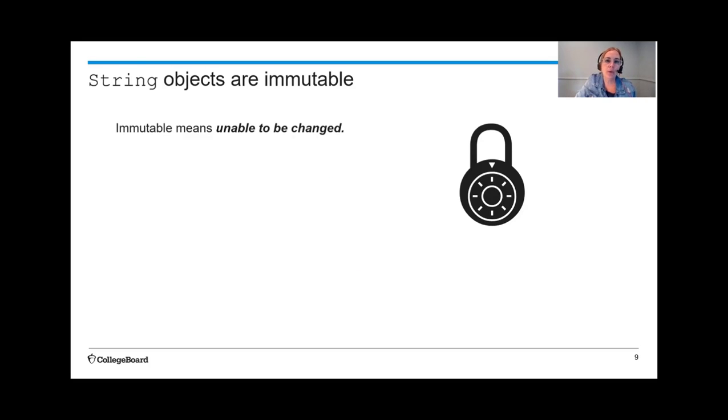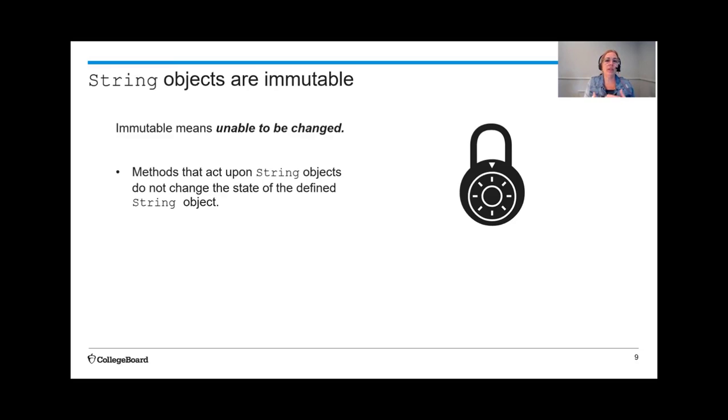The second key point in this topic is the fact that strings are immutable. What this really means for us is that as we begin to use string objects, the methods that we call to do things to our string objects are not going to change the state of the string as it's been defined. They might pull things out of the string. We're going to learn to concatenate with strings, but the actual data that the string was defined to be is not going to be changed.